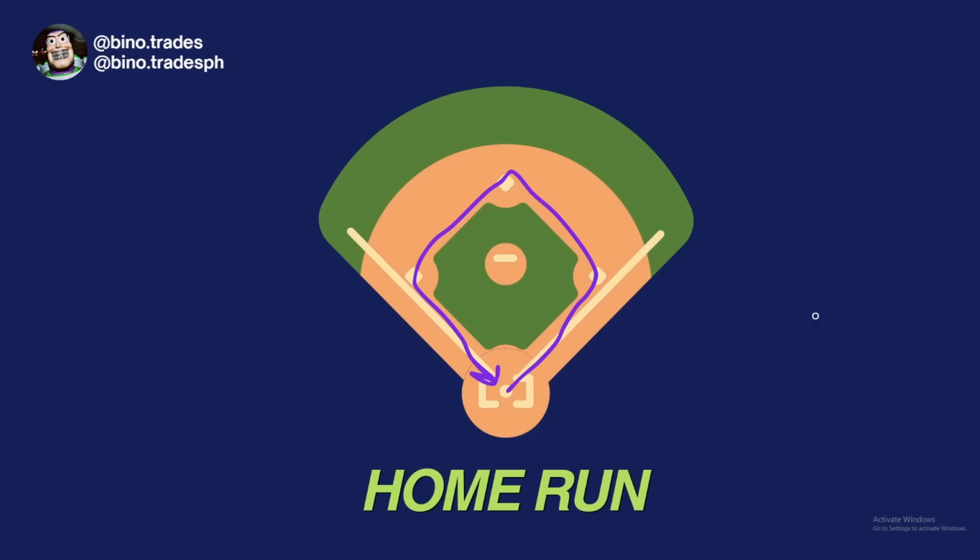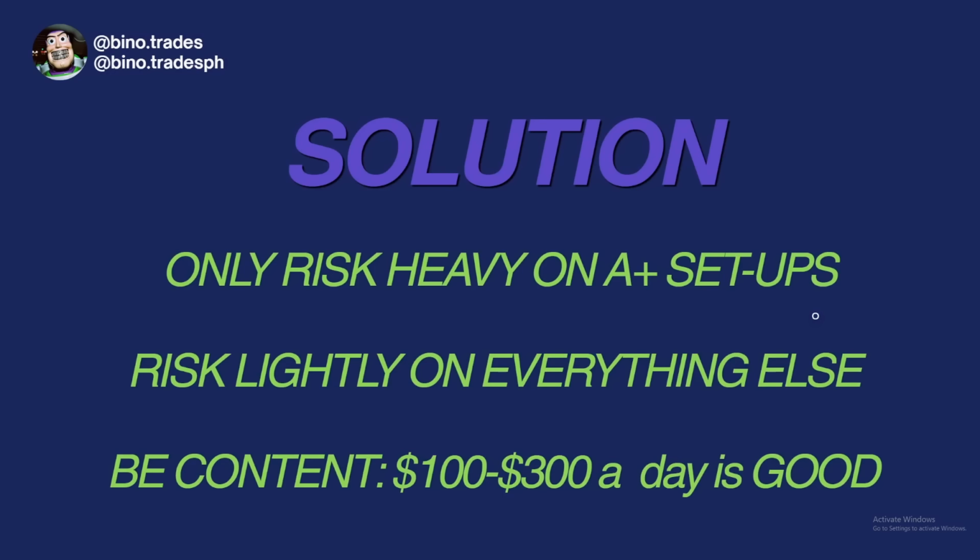And with these opportunities, these are gold mines for you to catch, no? So there will always be these opportunities, but you just have to recognize when you should go for a home run and when you should go for a base hit. So in general, yung solution dun sa sinasabi kong problem is yun nga, only risk heavy on A+ setups para ma-maximize mo yung wins mo, and risk lightly on everything else para ma-minimize mo yung potential losses mo.